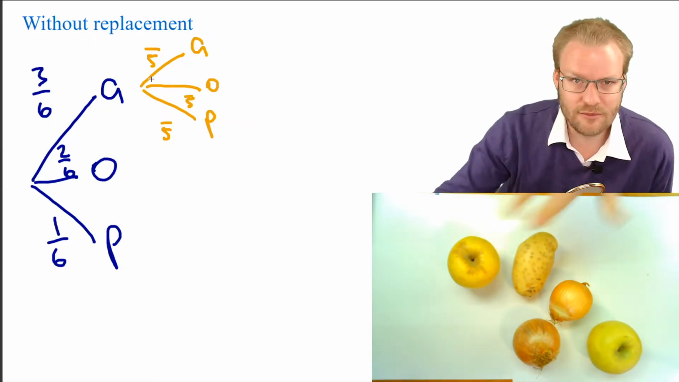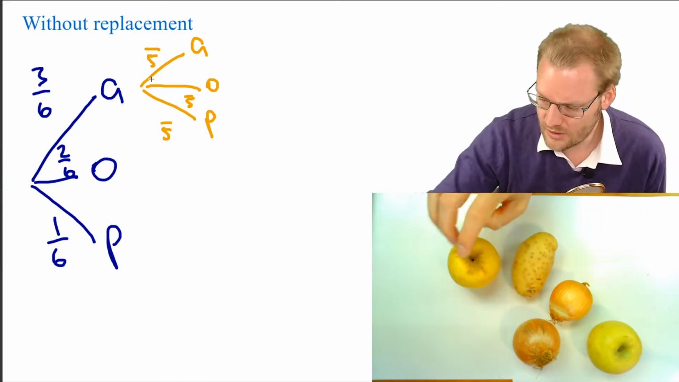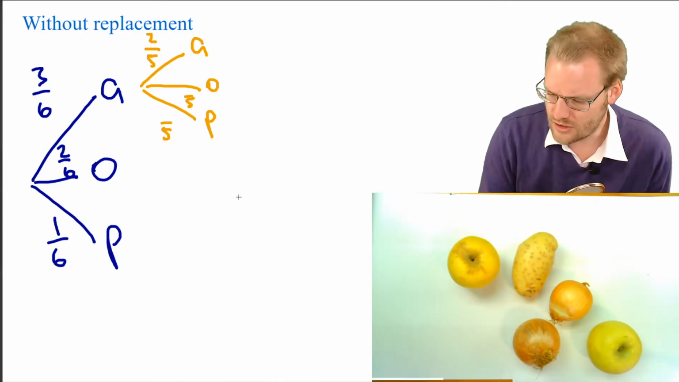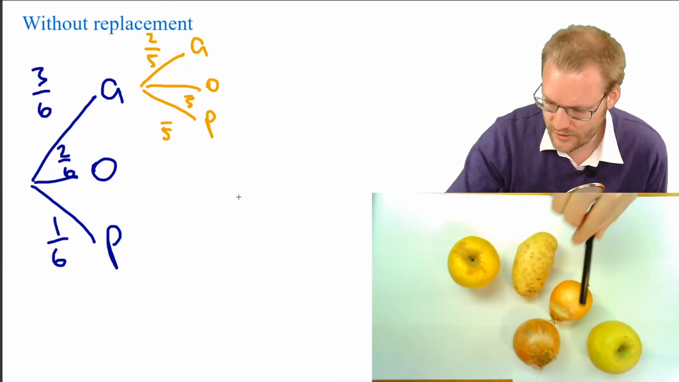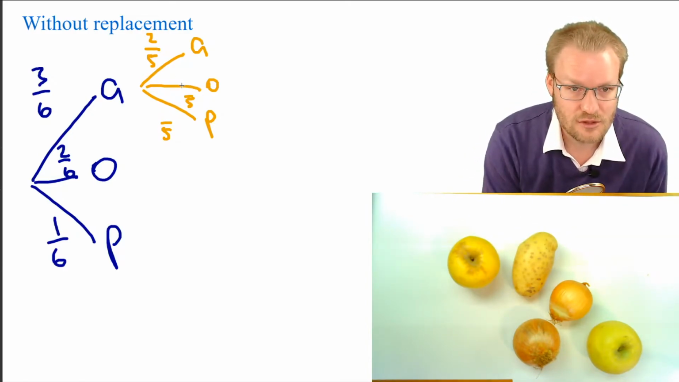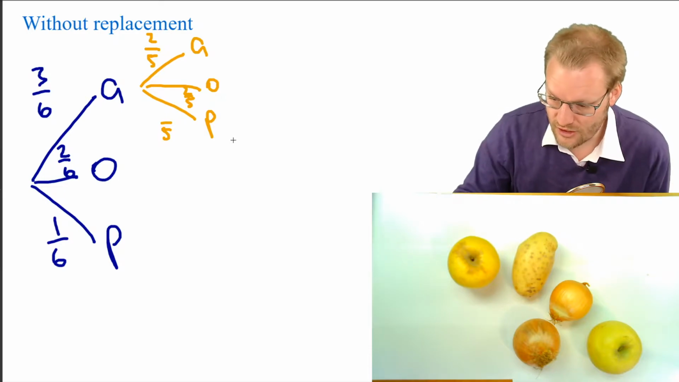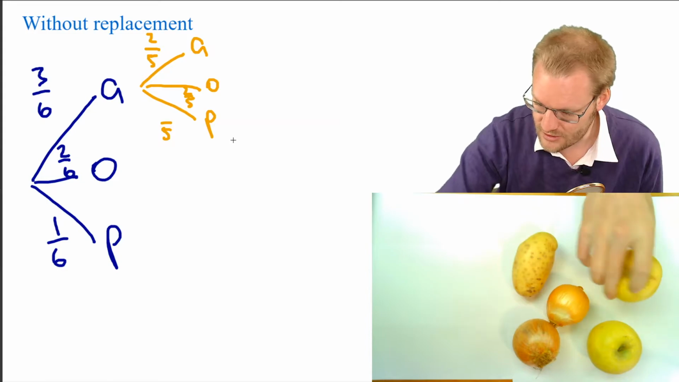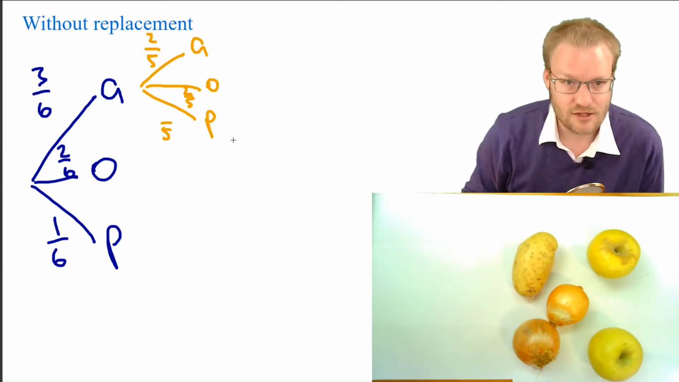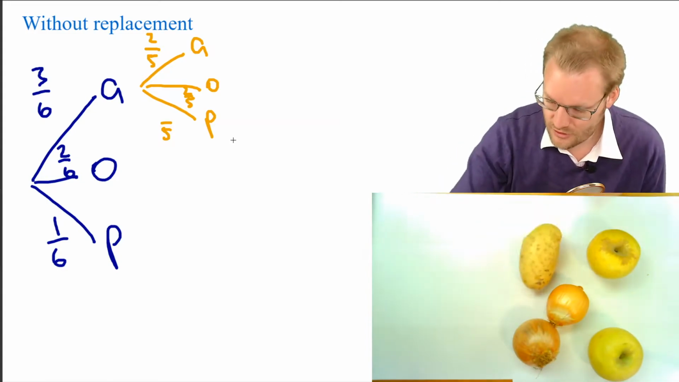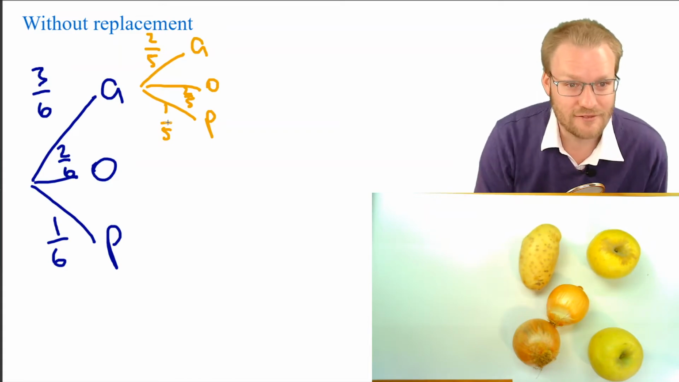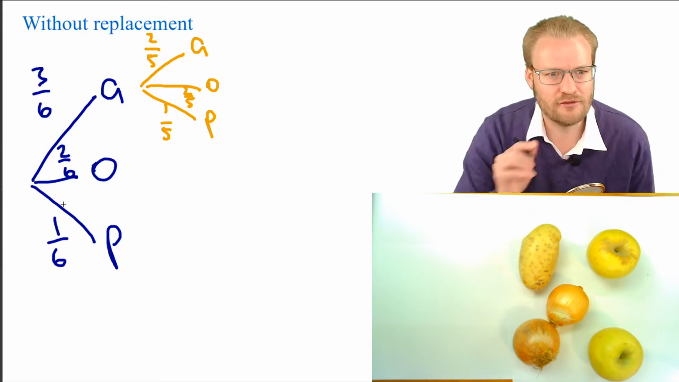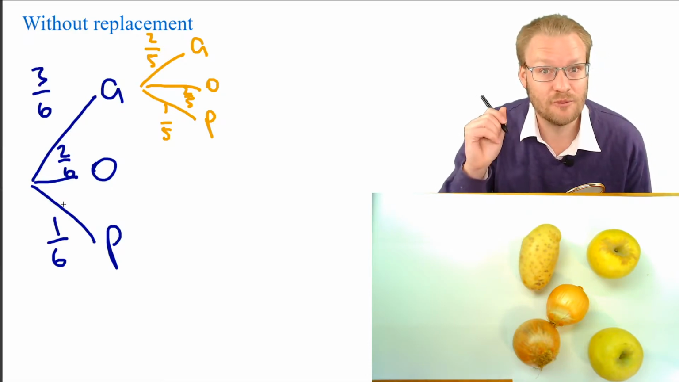What's the probability of picking out an apple? Well, 2 apples, 5 things, 2 out of 5. What's the probability of picking out an onion? 2 onions, 5 things. So we're as likely in the second scenario now to pick out an onion as we are an apple because, well, there are 2 apples, 2 onions. Probability of picking out a potato? Just the 1 potato there out of the 5 things. Cool. So, pause. How do you get on filling in the rest of the diagram now?